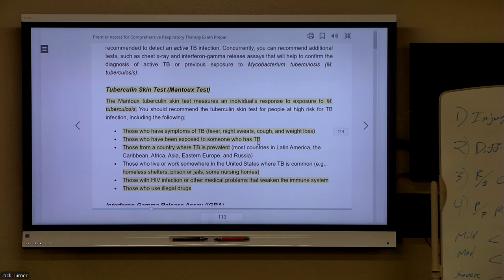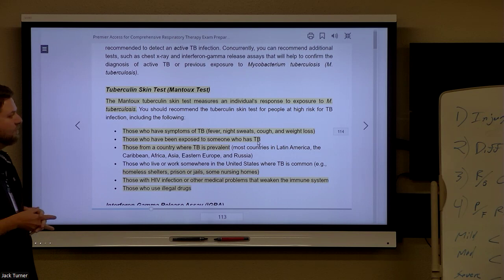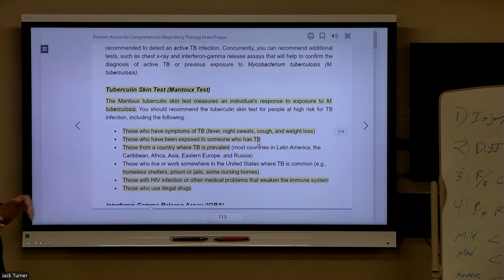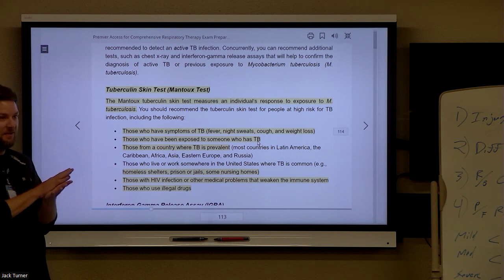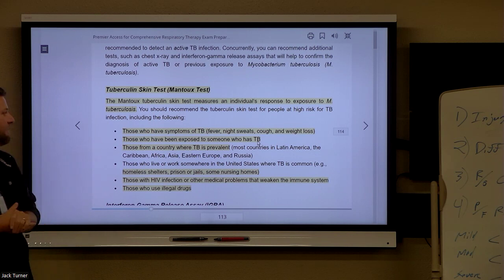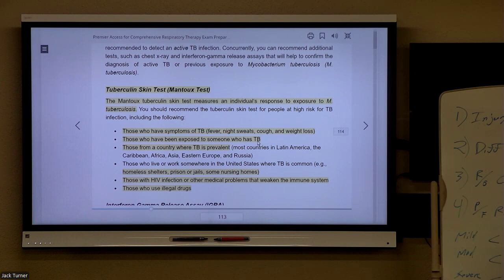They've been exposed to somebody who has TB. They're from a country where TB is more prevalent. Could be like South America, Central America, Caribbean, Africa, Asia, Eastern Europe, and Russia. Anybody who's come from pretty much anywhere other than North America and Western Europe, essentially, right? Or anybody who's been exposed to homeless shelters, jails, prisons, nursing homes, anywhere where people are grouped together in tight quarters and nutrition and healthcare is not great.